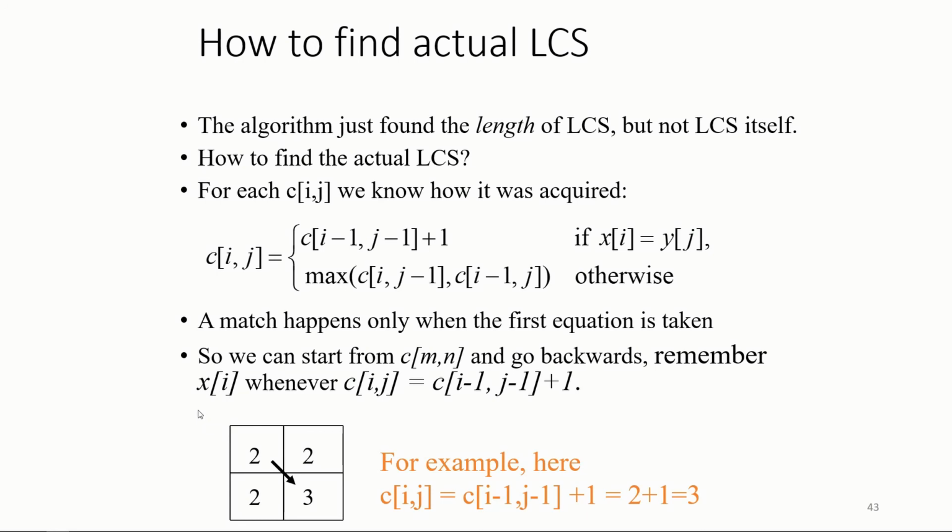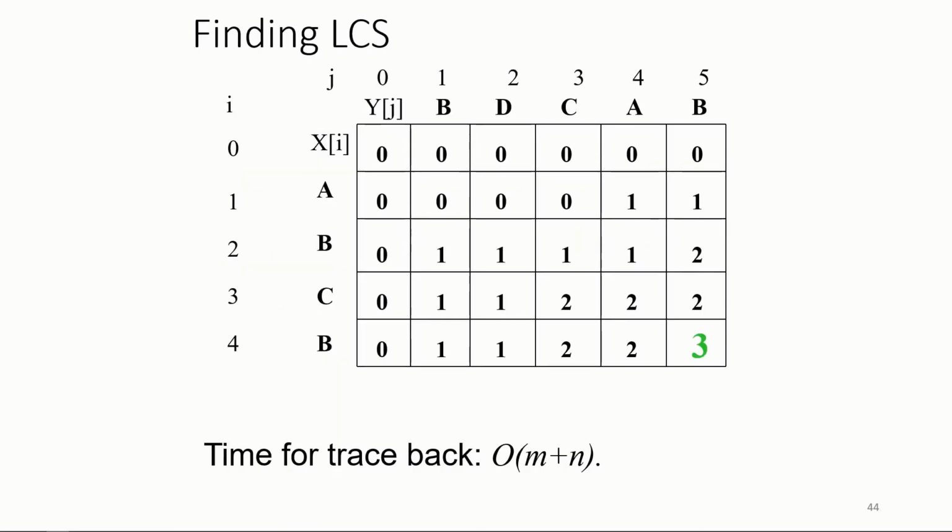So at this time there was a match. If we start from the end, now we can see the value in this cell 3 is coming from the diagonally up. That means at this point there was a match. That is what it means, that character was in the LCS result.